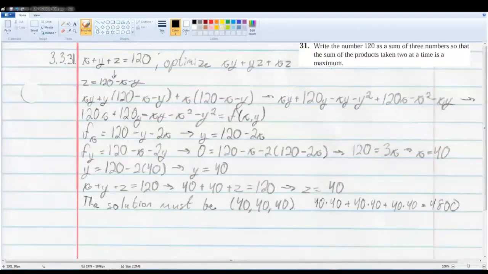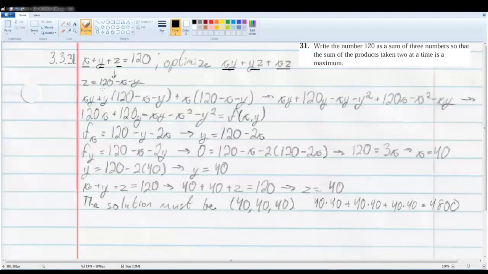So the question asks us to write the number 120 as a sum of 3 numbers. In this case, I put X, Y, and Z. You can use ABC, whatever you want. And it also would like the sum of the products taken 2 at a time to be a maximum. So that's X times Y, Y times Z, and X times Z. And it wants us to optimize that to basically find the largest possible value for it.